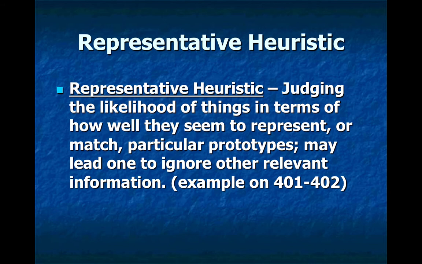The first type of heuristic is called representative. It's when we judge the likelihood of things in terms of how well they seem to represent or match particular prototypes. It may lead one to ignore other relevant information. One thing we've talked about in the past is how our prototypes, our mental images, our best examples of different categories or schemas can sometimes allow for us to stereotype or to make conclusions based on our past experiences, and they're not always correct.